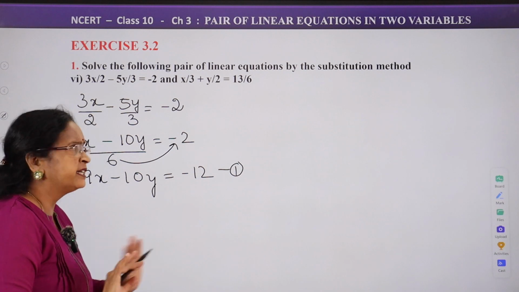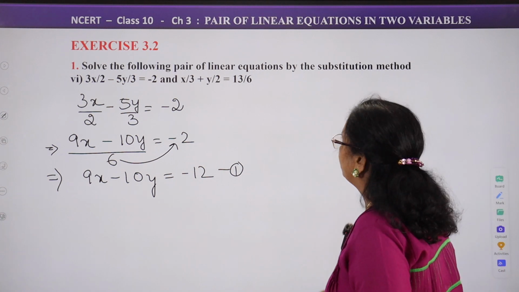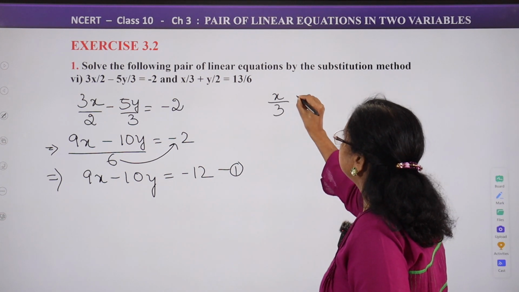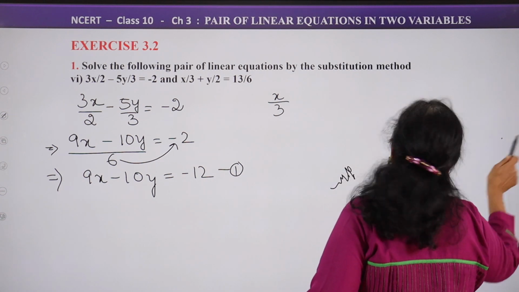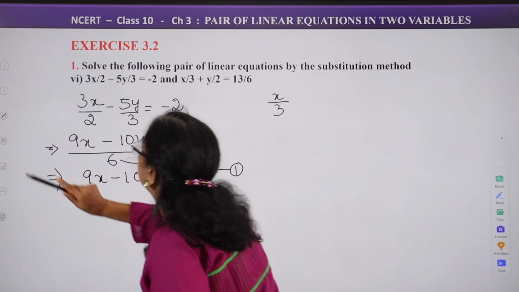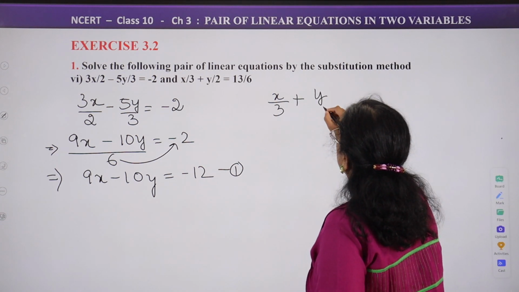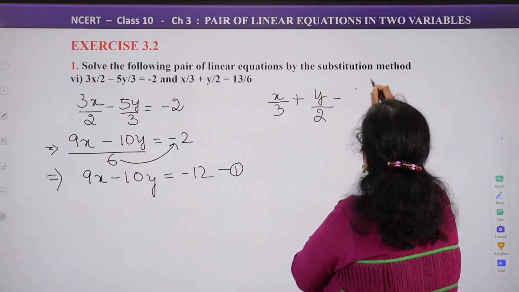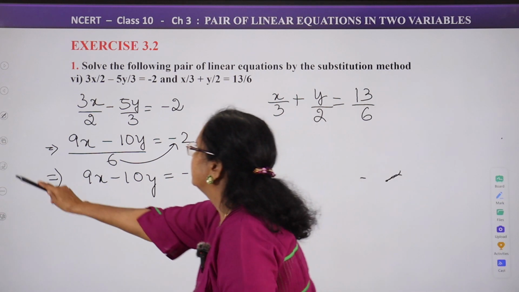First equation is done. Now, similarly, let me do the second equation. What is the second equation? x by 3 plus y by 2 is equal to 13 by 6.